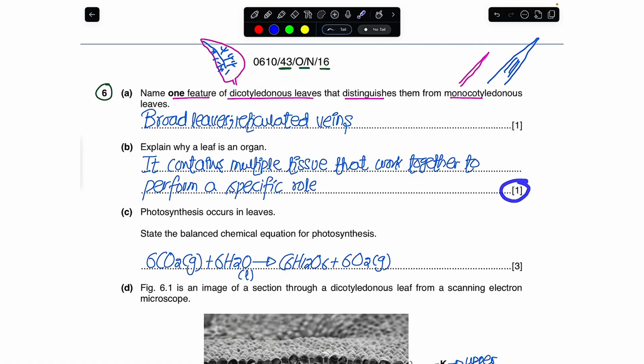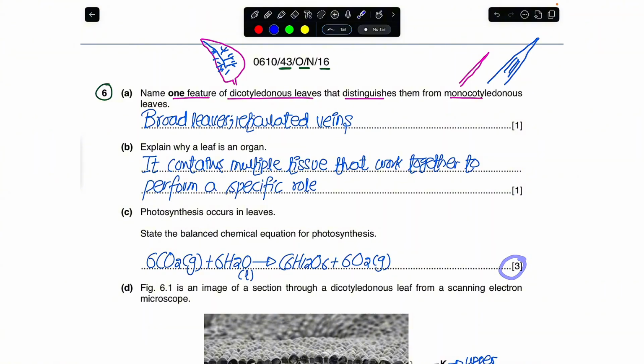Now moving onward, for 1 mark he asks why a leaf is an organ. You would simply say that the leaf is made up of multiple tissues: the upper epidermis layer, the lower epidermis layer, the palisade layer, the mesophyll layer. All of them are collections of different tissues, and that makes one specific organ, the leaf, which carries out a specific role of photosynthesis.